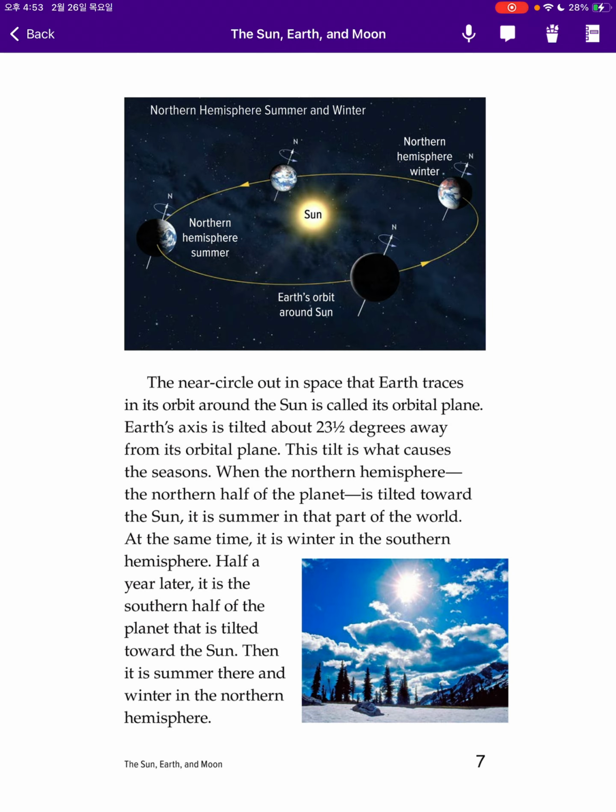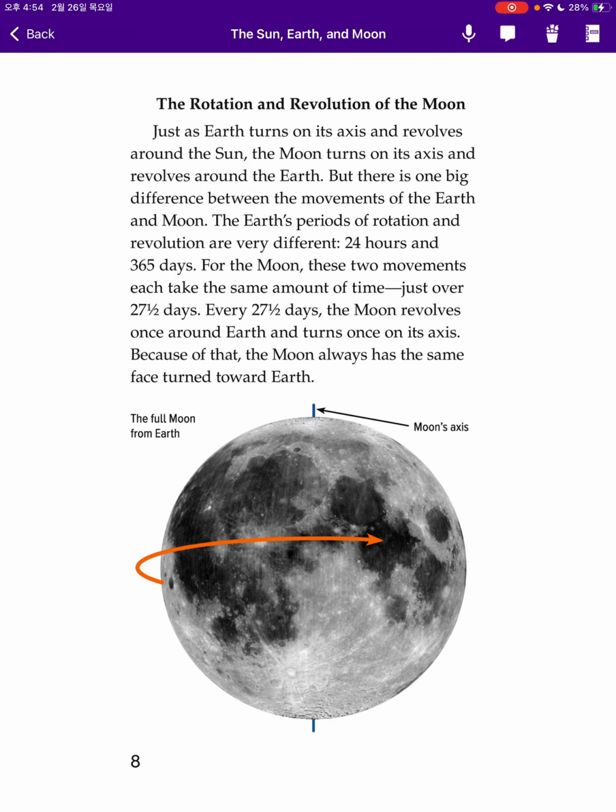The near circle out in space that Earth traces in its orbit around the Sun is called its orbital plane. Earth's axis is tilted about 23 degrees away from its orbital plane. This tilt is what causes the seasons. When the northern hemisphere, the northern half of the planet, is tilted toward the Sun, it is summer in that part of the world. At the same time, it is winter in the southern hemisphere. Half a year later, it is the southern half of the planet that is tilted toward the Sun. Then it is summer there and winter in the northern hemisphere.